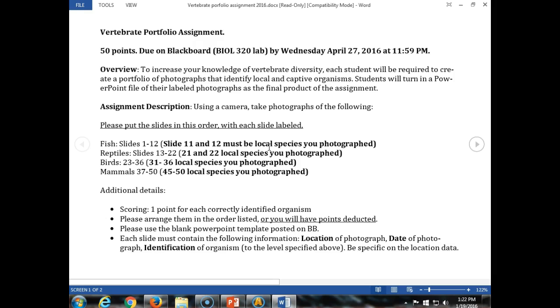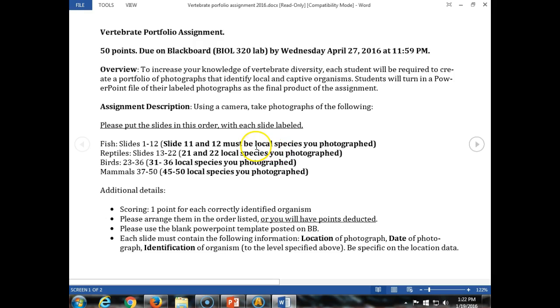Anybody in here not taken Biology 110 at some point? Okay. So basically it's just an assignment to go around and take pictures of things. And there are certain numbers that I'm going to put together a slide template. And so fish, slides 1 through 12, you must have slide 11 and 12 local species that you photographed. So maybe a few of us go out to Lake St. Francis and for educational purposes, maybe we catch a fish or two, right?